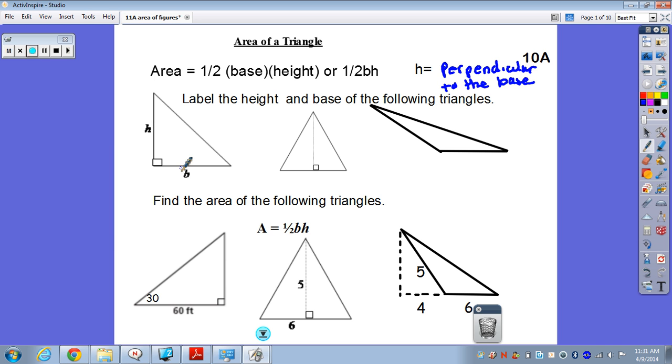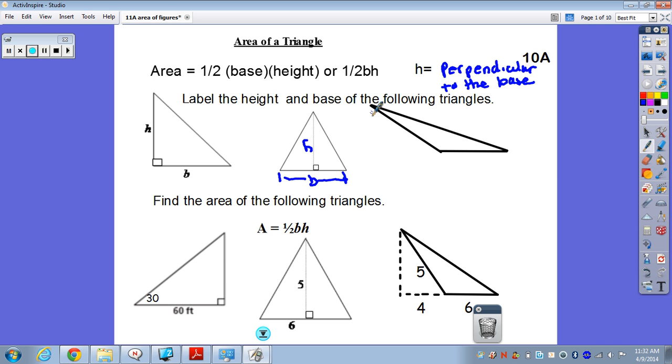So on this first one, it says label the height and base of the following triangle. So the first one's already done. If it's a right triangle, the height and base are just the two sides or the two legs. For a non-right triangle, if it's acute, the height is going to be here in the middle, and then that's perpendicular to this side, which is the base. And just be careful, base does not mean bottom, it means what side the height is perpendicular to.